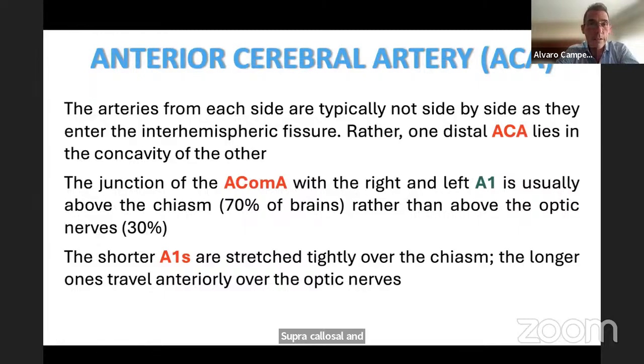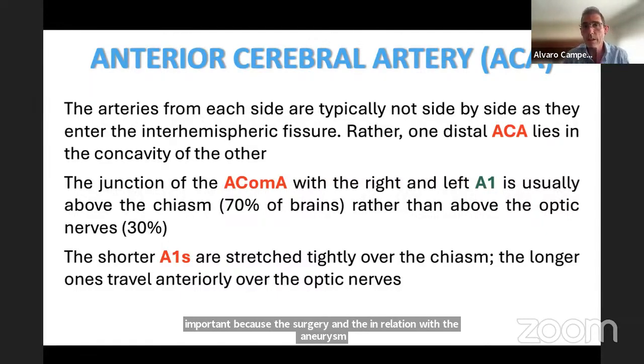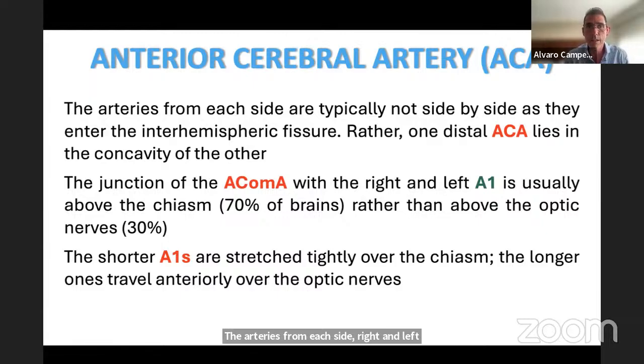Another important thing, the arteries from each side. These are important because of the surgery and in relation with the aneurysm. The arteries from each side, right and left, are typically not side by side as they enter the interhemispheric fissure; rather, one distal post-communicating anterior cerebral artery lies in the concavity of the other, or in the convexity of the other.